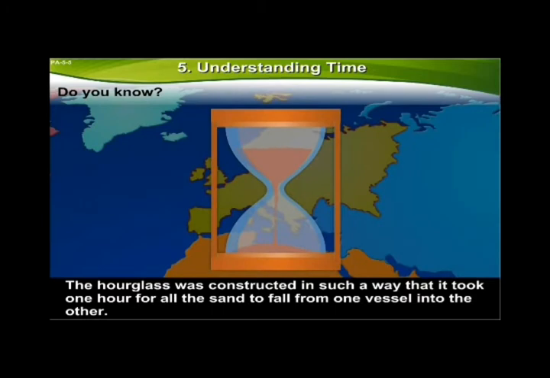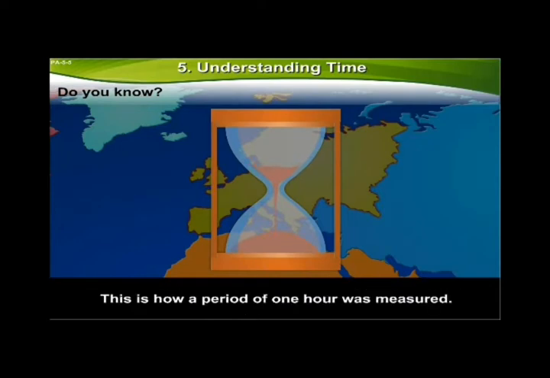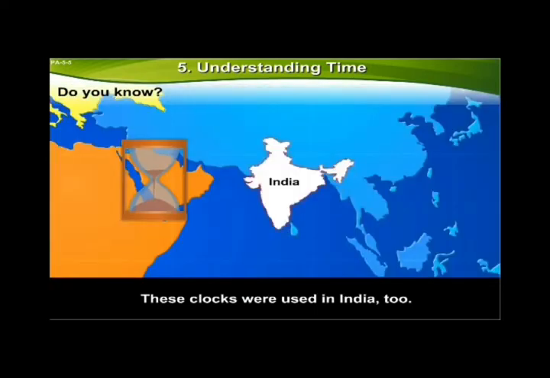The hourglass was constructed in such a way that it took 1 hour for all the sand to fall from one vessel into the other. The clock was turned over as soon as all the sand had fallen into the lower vessel. This is how a period of 1 hour was measured. These clocks were used in India too.